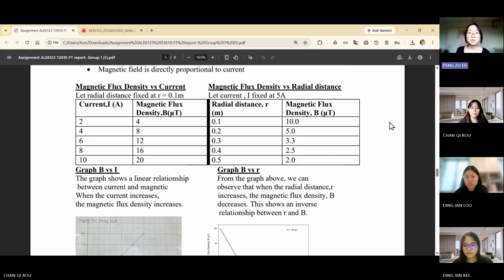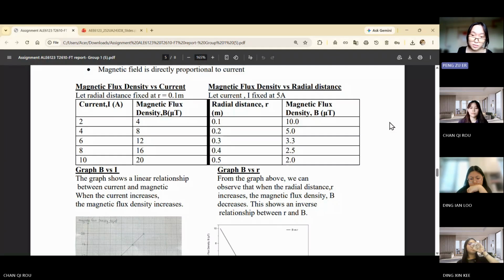Thank you, Chiro. So I will continue to analyze the relationship between magnetic flux density B and radial distance R. From the data, it is observed that the graph shows an inverse relationship. So it proves that B is inversely proportional to R.